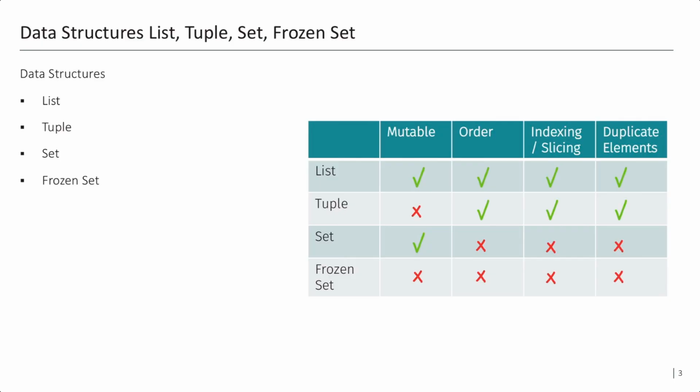On this slide, an overview of some certain aspects of these elements is given. Whether they are mutable or immutable, whether they keep the defined order or not, is indexing or slicing possible, or can duplicated elements be contained? Being mutable or immutable is very important regarding the speed of your program. This aspect will be shown in one of the following videos.